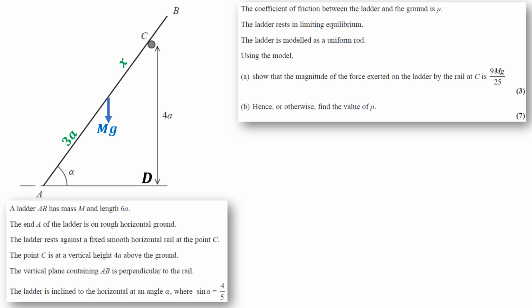The point C is at a height 4a above the ground. I'm going to leave that as x for now, but I'm going to try to calculate that before I do too much more work. It should be possible, I think, because we know the angle already. We know that sine alpha is 4/5.